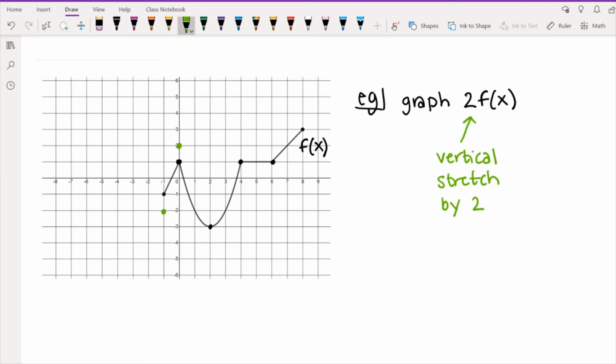The point that was originally a y coordinate of -3, multiply that by 2 and you get -6. This next point originally had a y coordinate of 1, multiply that by 2 and we get 2. And same thing with the next point. And then the last point on the graph is originally a y coordinate of 3, multiply that by 2 and we get 6. And so now we can connect our points, and remember that we have this curve shape in this middle portion. And so that is our graph.